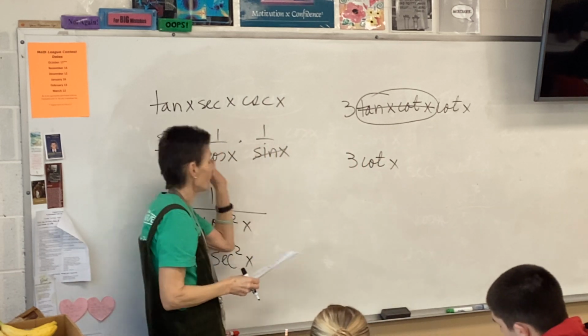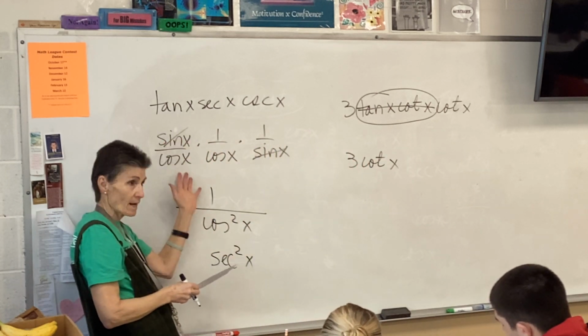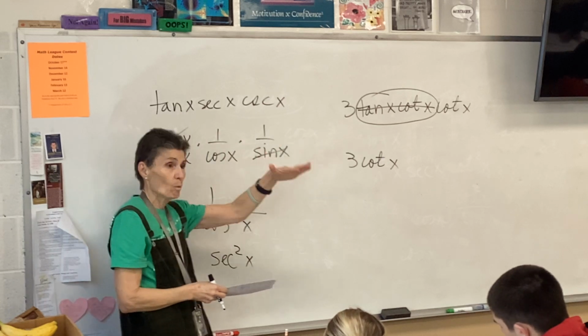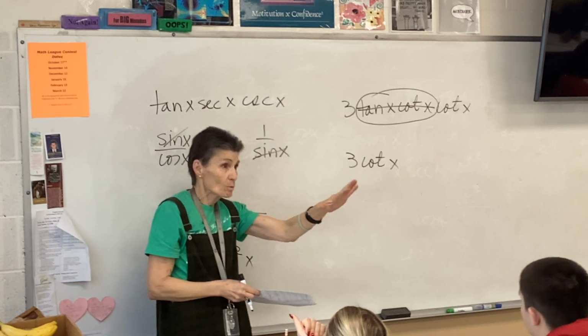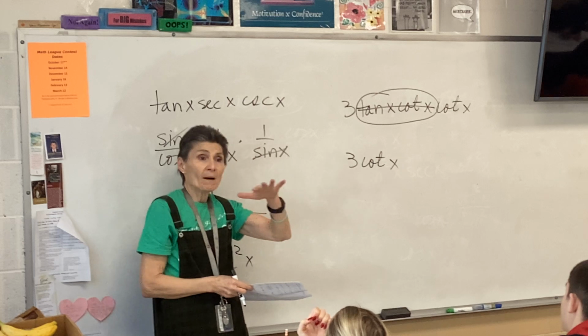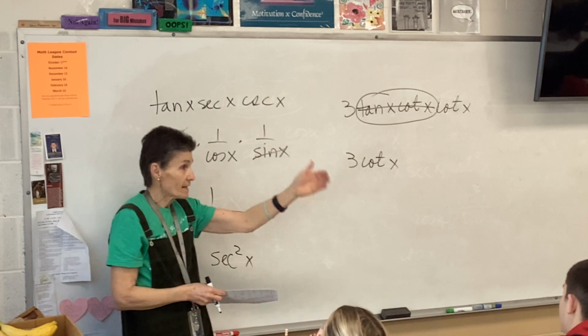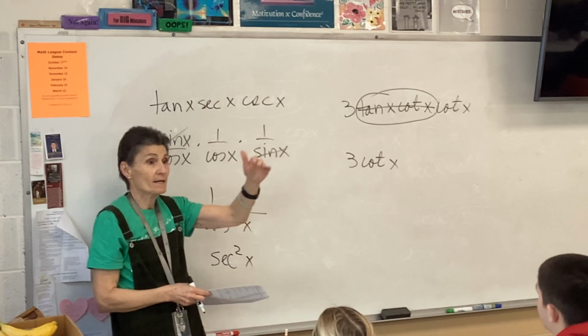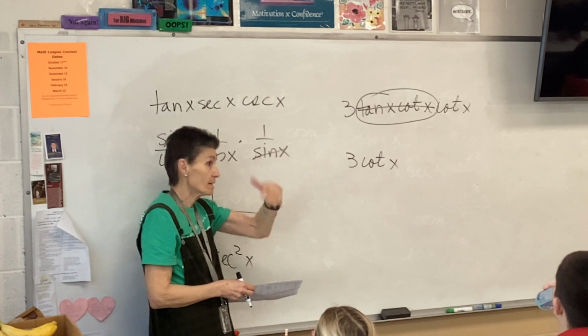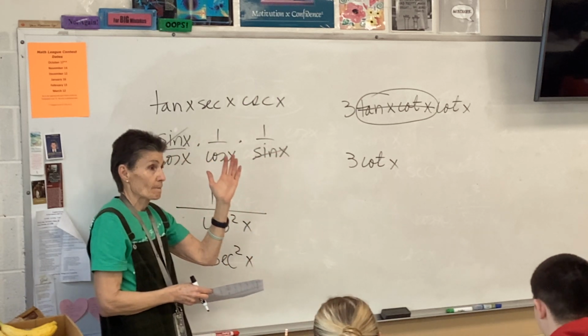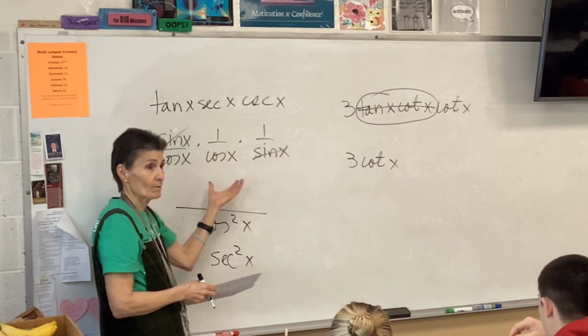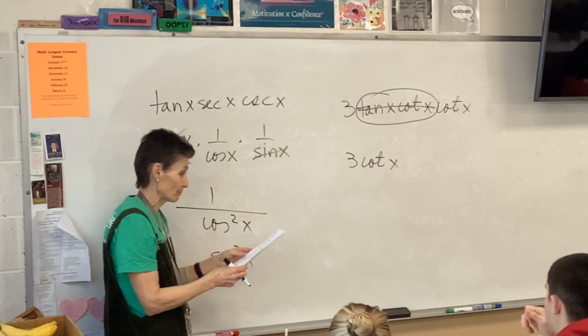Now, if you want to change everything into sines and cosines and do this, I want you to do that, if that's what you want to do. But know that every time you multiply a tan and a cotan, a cosine and a secant, a sine and a cosecant, they're going to cancel. Whether you write them out or not, they're going to cancel.